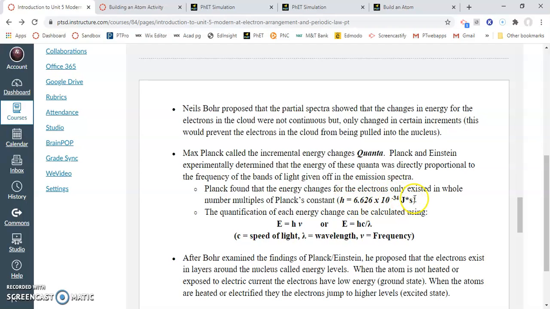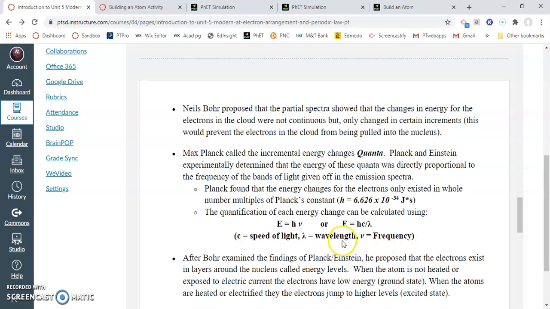Okay? Mainly what he was able to figure out is that each line of light had a very distinct energy that you could calculate from his constant and the frequency of the light, or his constant, the speed of light divided by frequency, or by wavelength, I'm sorry. Energy is Planck's constant times the speed of light divided by wavelength. You can see those variables are listed down here below.